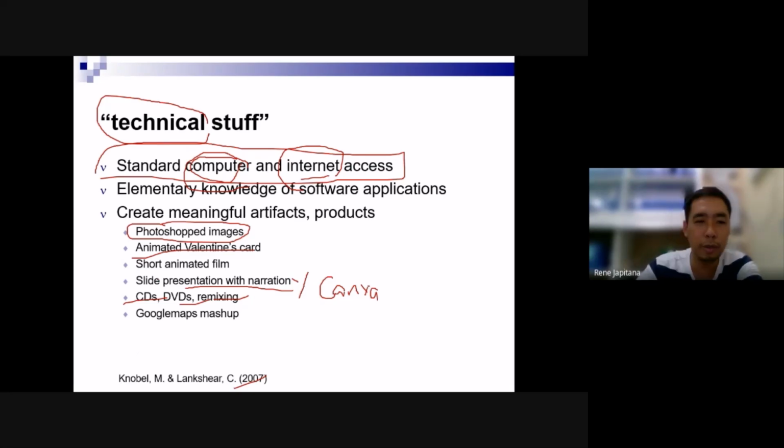Basin kabalo pud mo sa Photoshop, mo-layout og tarpaulin. Mao na ang pinaka-importante karon. That's 21st century skills. And if we don't have that kind of skills, I think we are not in the 21st century yet. So that is a great challenge to everyone. You need that one.